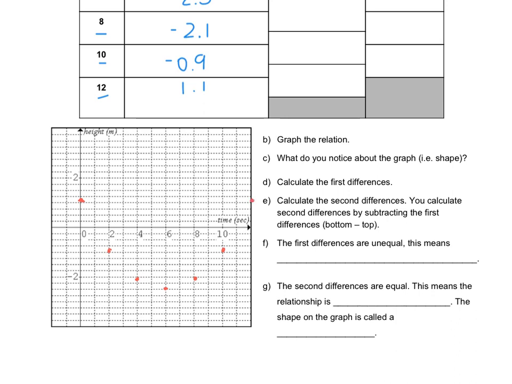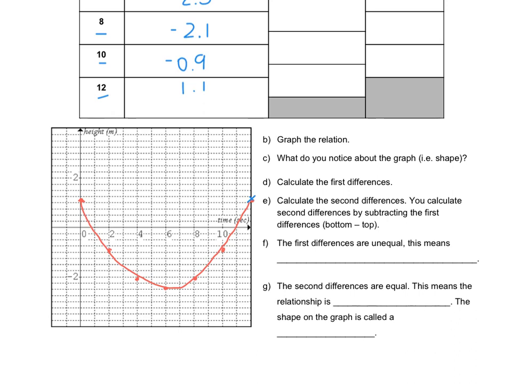Now this point at 1.1, it doesn't actually make sense because you're not going to fly back up out of the water. So I have it there to help me draw my curve, but it doesn't actually make sense in terms of the parabola and the word problem. So now I'm just going to connect my points here, and there we are.